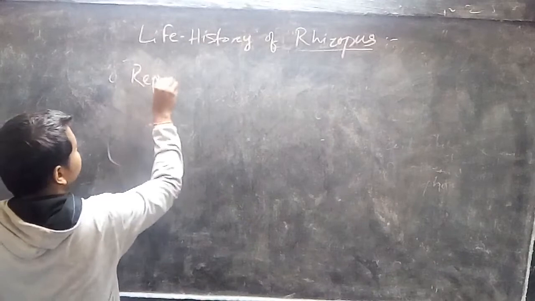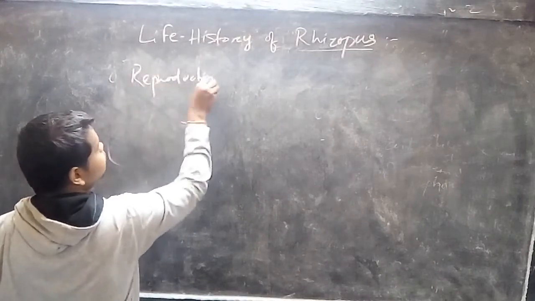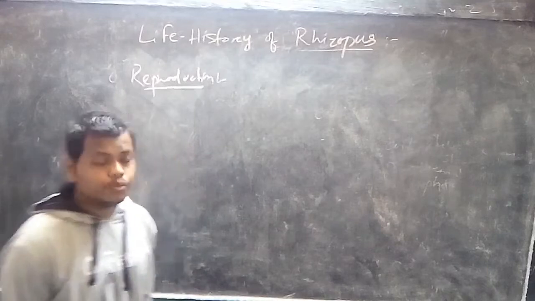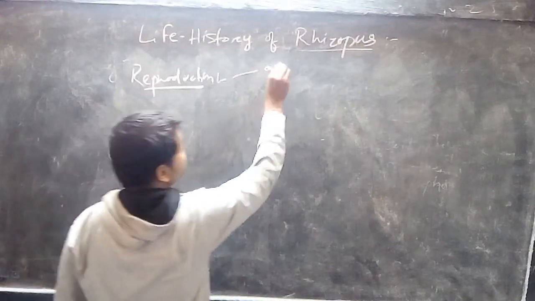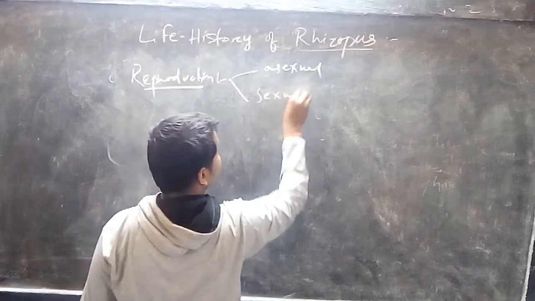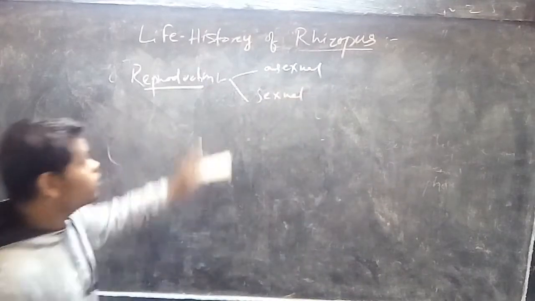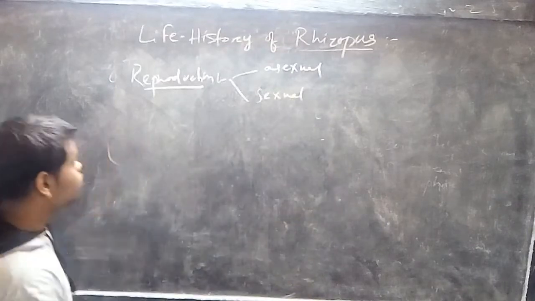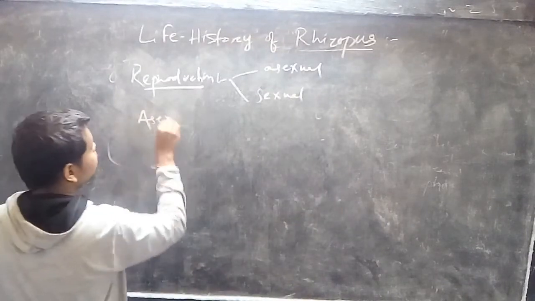Reproduction of Rhizopus occurs by two methods. One is the asexual method, another is the sexual method. Okay. Reproduction of Rhizopus occurs by the asexual method and the sexual method. First we are going to discuss the asexual method.